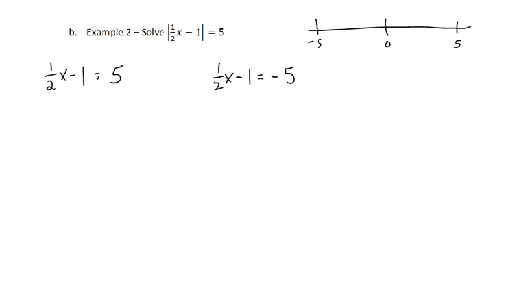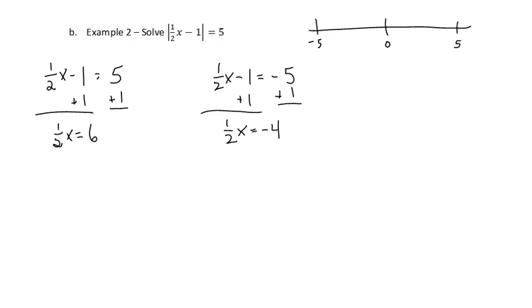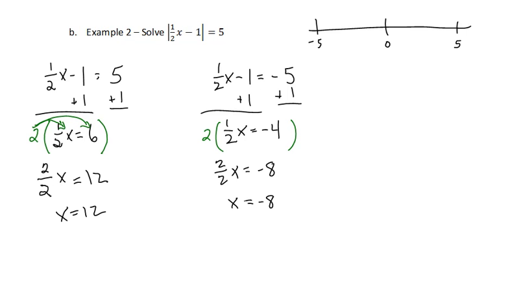We're going to add 1 to both sides, and we can do that in both equations at the same time. On the left-hand equation, we get 1/2 x equals 6. On the right equation, 1/2 x equals negative 4. Now the easiest way to proceed is to multiply both sides by the least common multiple of all the denominators, which happens to be 2. So I'm going to multiply both sides of each equation by 2. On the left, I get x equals 12. And on the right, x equals negative 8.